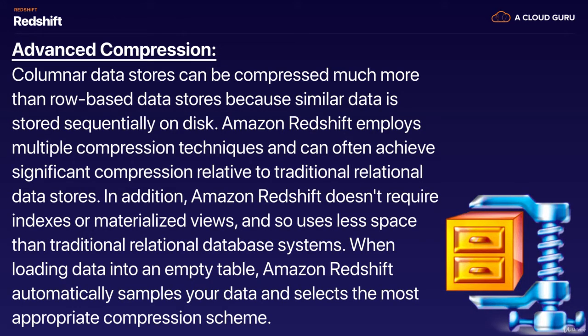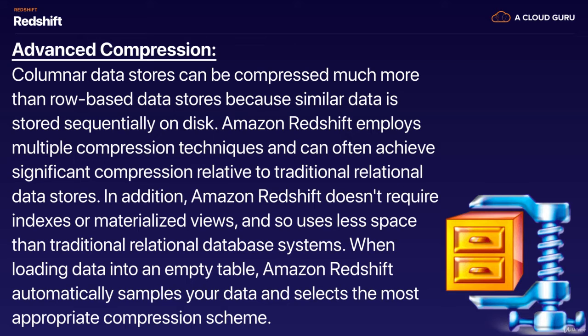So Redshift uses really advanced compression, and instead of going in and compressing individual rows inside a table, what it actually does is it compresses individual columns. And because the columns contain the same data, so one column might be a date, for example, or another column might be text, or an integer, or a Boolean value, when you use compression based on columns, it's a lot easier to compress because all the data is the same. So Amazon Redshift employs multiple compression techniques and can often achieve a significant compression relative to traditional relational database stores.